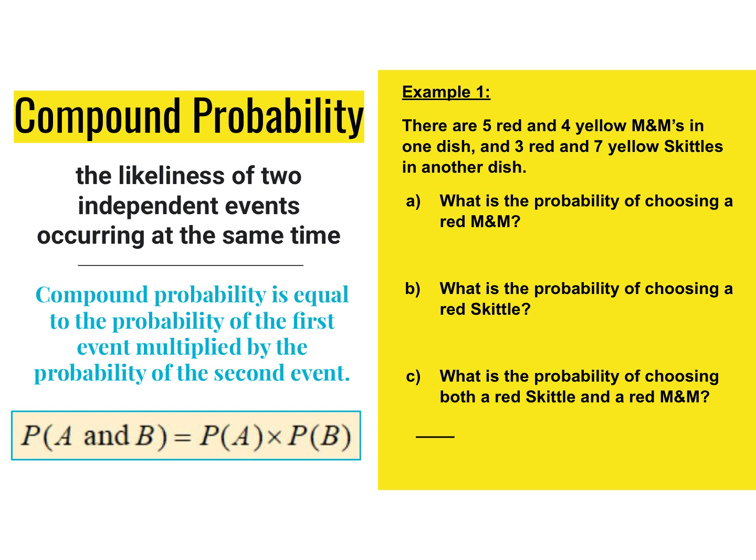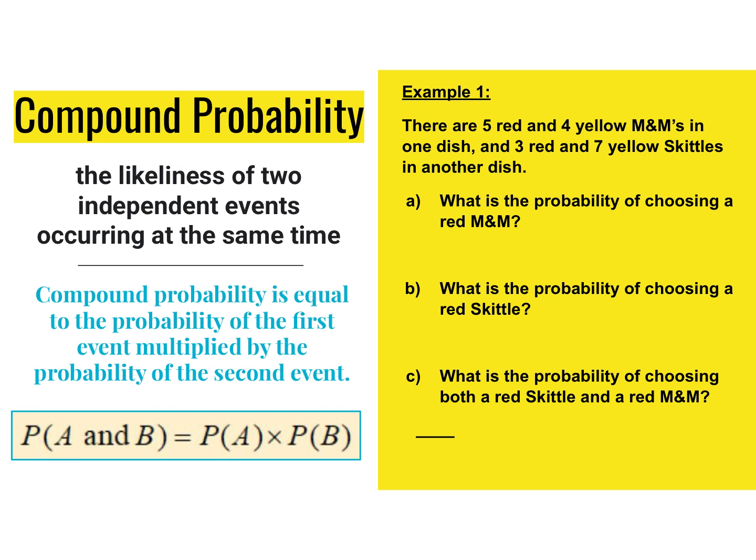So when we are looking at compound probability, this is the likeliness of two independent events occurring at the same time. When we have independent events, that's two separate things happening, and we are just figuring out what the probability is that they will both occur. We've got a few examples here to the right. Let's go ahead and talk about how we will solve these ones.